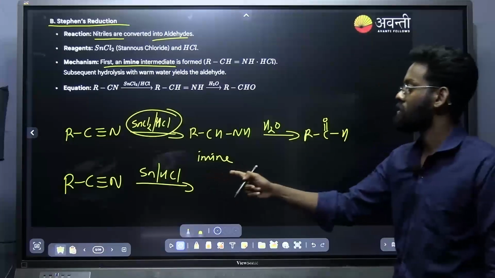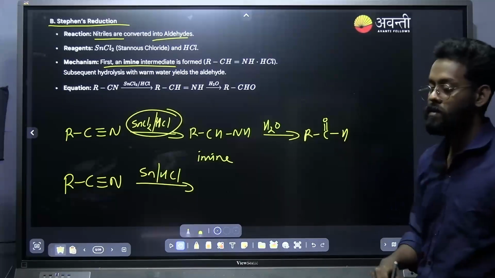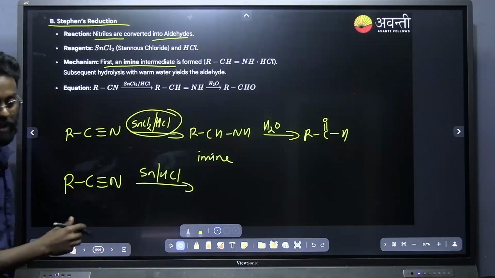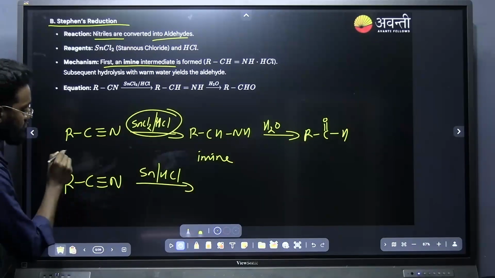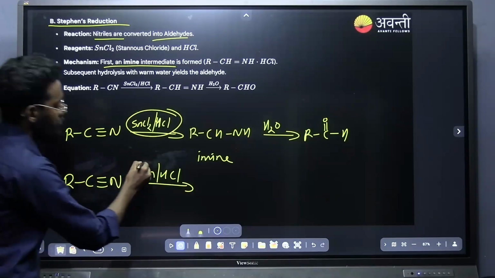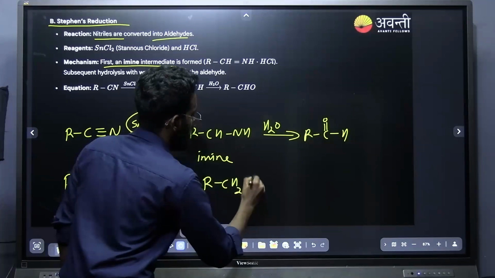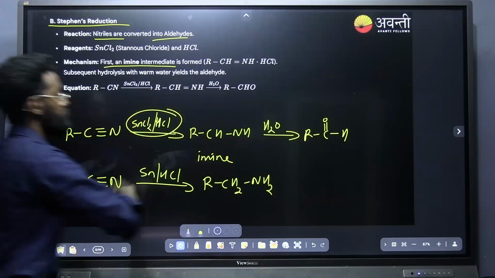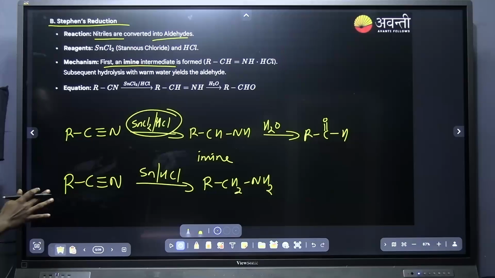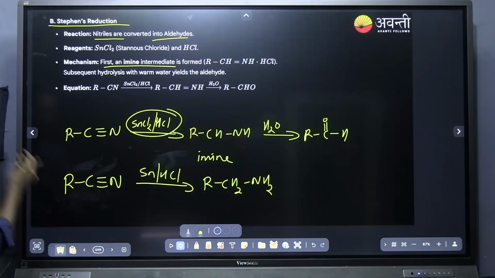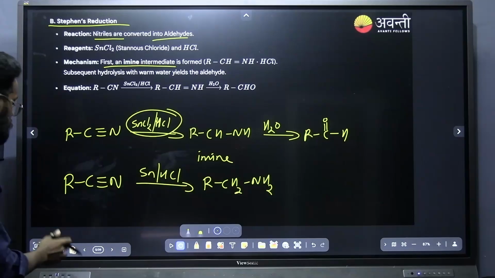What is the product of this one, students? Sn and HCl. What? Amine. Very good, exactly. So if I am getting cyanide or nitrile in presence of Sn and HCl, the product is RCH2NH2. Don't get confused between these two. SnCl2 only will be converting to aldehyde. Hope it is clear to you. Shall I move? Has everyone noted all the points? Yes. Next one.